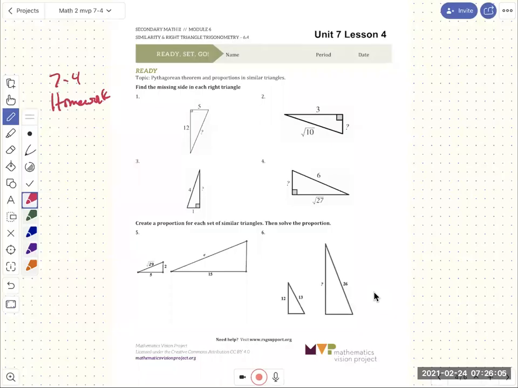Okay, so we have 7.4 homework. And for these, you're just using Pythagorean Theorem. So let's look at, say, number 4. So how would you do that?